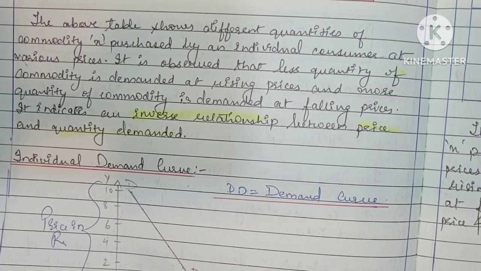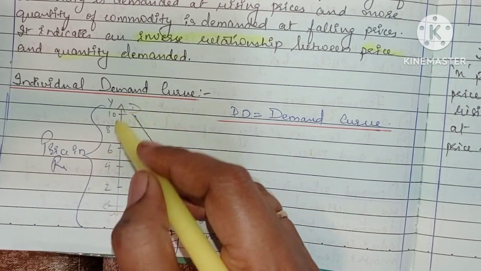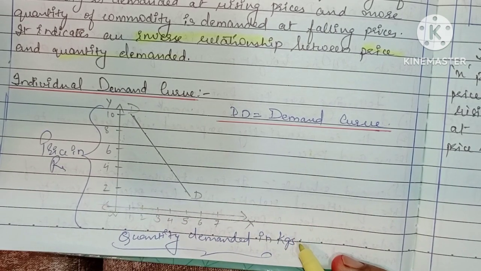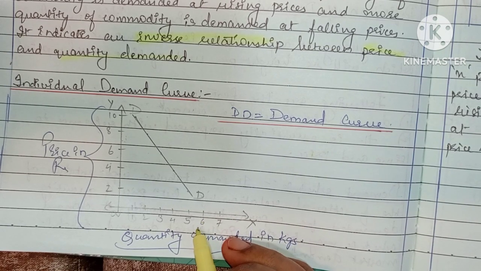With the help of the above schedule, we have drawn this diagram. Y is the price on the y-axis, and the x-axis is the quantity demanded in kgs. As per that table, quantity demanded goes up to 5.